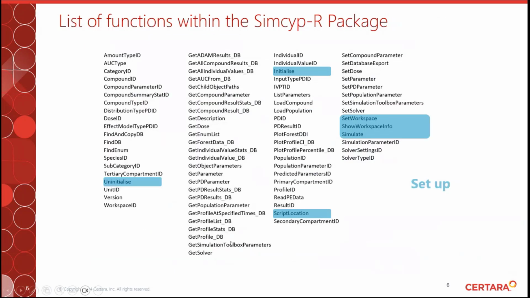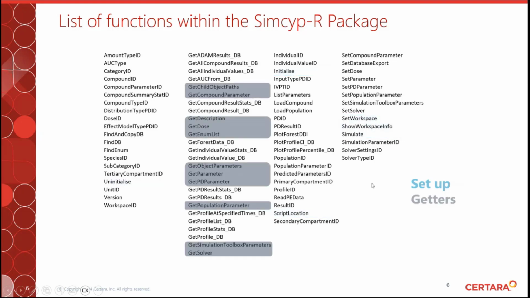Now, on screen, you can see the list of functions available within the Simcyp-R package. The functions highlighted in blue are what I'm going to call the setup functions. So in the previous slide, we talked about the things that you need in order to run a Simcyp-R simulation. So like I said, you need to initialize the workspace, you need to set the workspace, and now you're able to run a simulation using the simulate function.